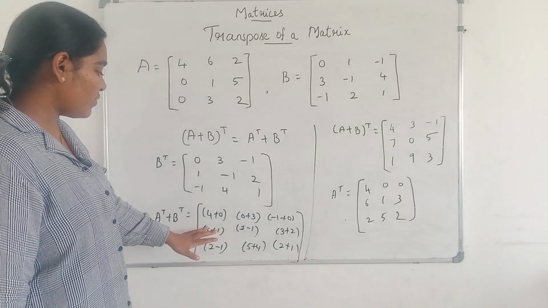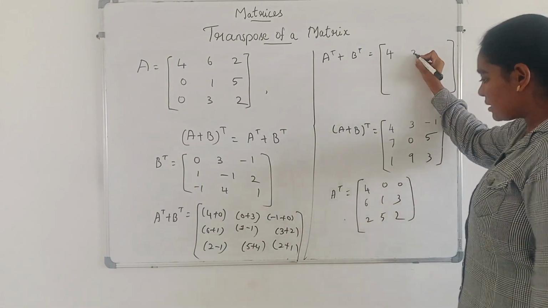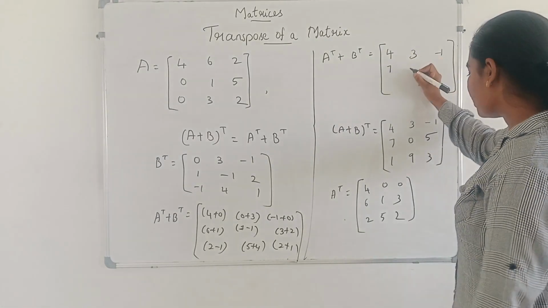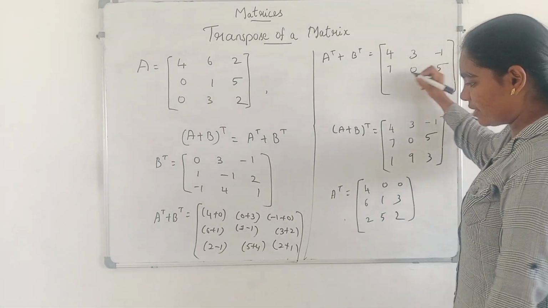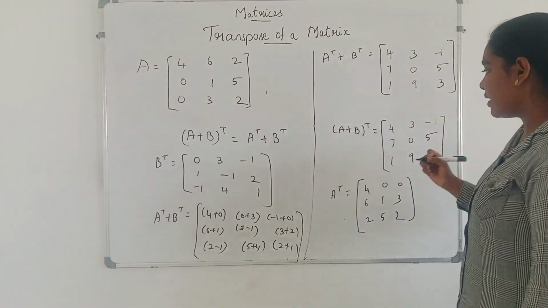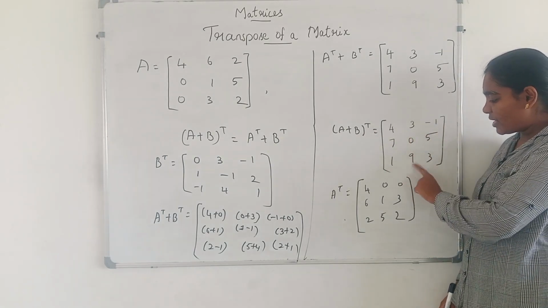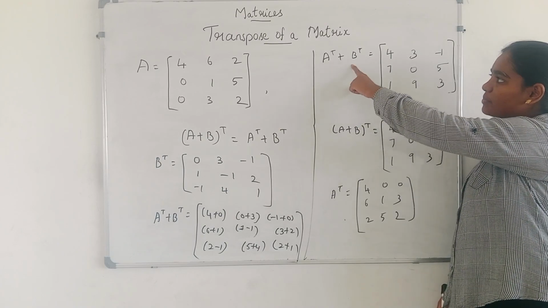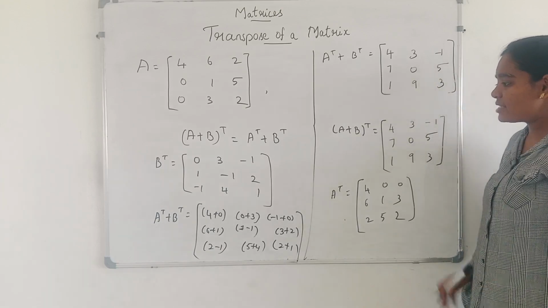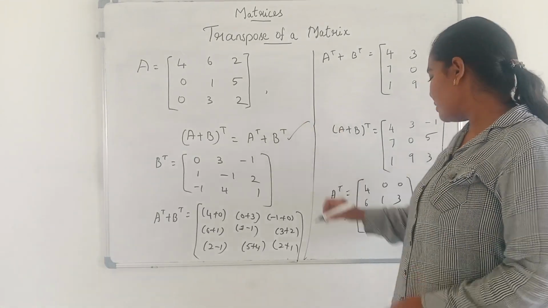So, while we are adding, what we will get? 4 plus 0 is 4. 0 plus 3 is 3. Minus 1 plus 0, minus 1. Next, 6 plus 1, 7. 1 minus 1, 0. 3 plus 2, 5. 2 minus 1, 1. 5 plus 4, 9. 2 plus 1, 3. Here, A plus B, the whole transpose is 4, 3, minus 1, 7, 0, 5, 1, 9, 3. Now, here, A transpose plus B transpose is 4, 3, minus 1, 7, 0, 5, 1, 9, 3. Hence, we have verified that A plus B, the whole transpose equal to A transpose plus B transpose.